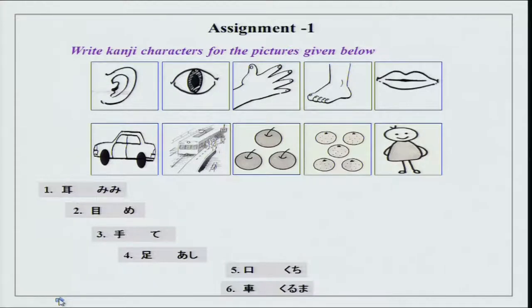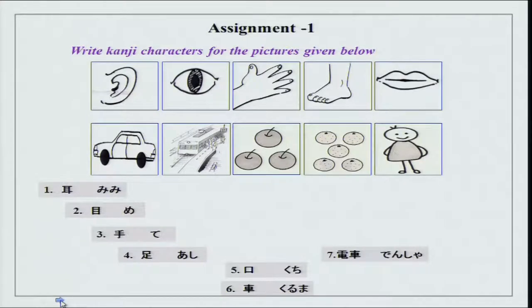Kuruma. Densha. Densha, you can see, is a combination of this character on top and then this character which you have done, which is a field, and of course sha, which is kuruma. Now you will notice that kuruma has two readings, kuruma and sha over here.